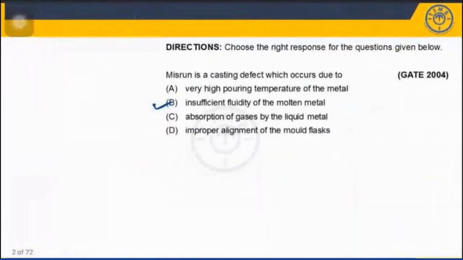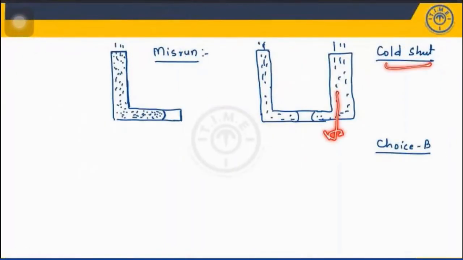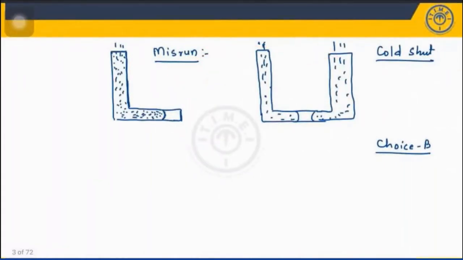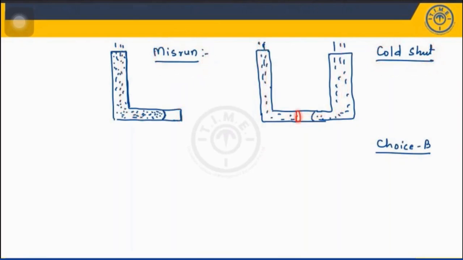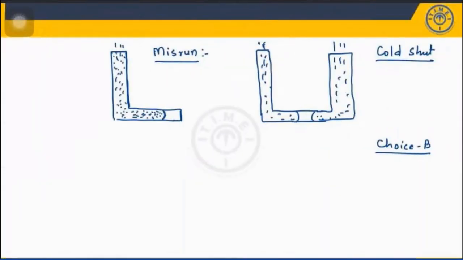See, misrun is a casting defect which occurs because of insufficient fluidity. This question was asked in GATE 2004, but I have given you the other information about cold shut because both are due to insufficient fluidity only. But what is the basic difference between misrun and cold shut? When liquid molten metal does not reach one end, it is called a misrun. What do you mean by cold shut? When two streams of fluid are coming and they are not fusing properly, before reaching here, it will solidify because of insufficient fluidity. The liquid molten metal which you are using doesn't have good fluidity. That is called a cold shut.